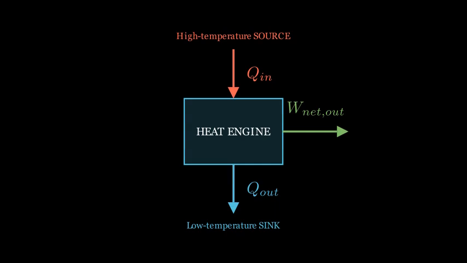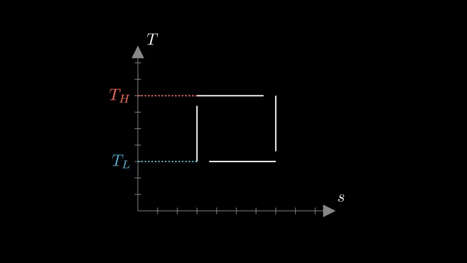to a low-temperature sink. The theoretical benchmark for any heat engine is the Carnot cycle. It's the most efficient cycle possible between two temperature limits. Let's quickly recall what it looks like on a temperature entropy TS diagram. The Carnot cycle consists of two isothermal processes where heat is added or rejected, and two isentropic processes where the working fluid expands or compresses. This forms a perfect rectangle on a TS diagram.